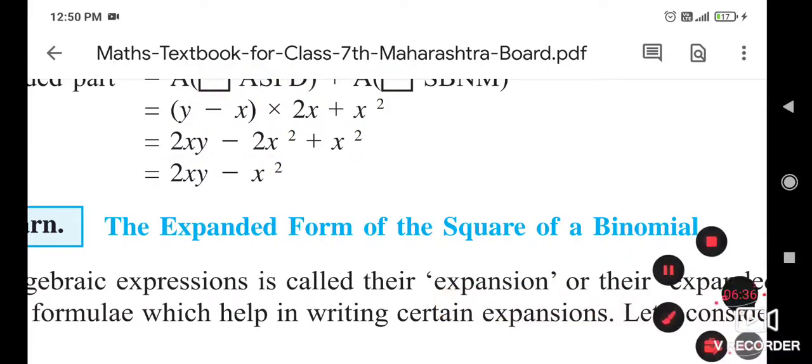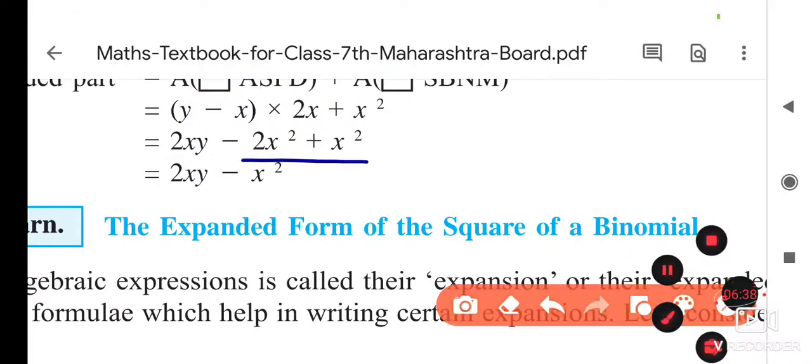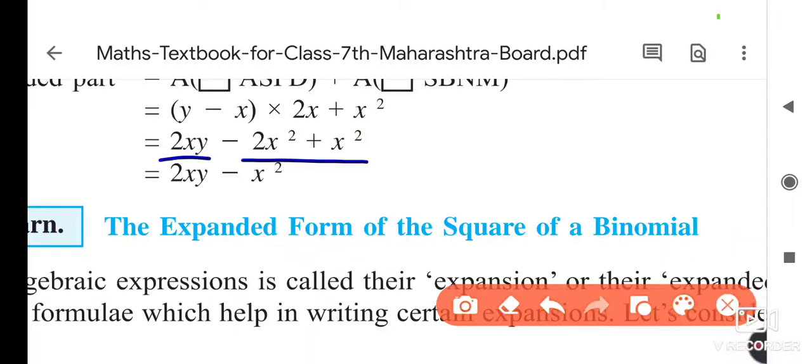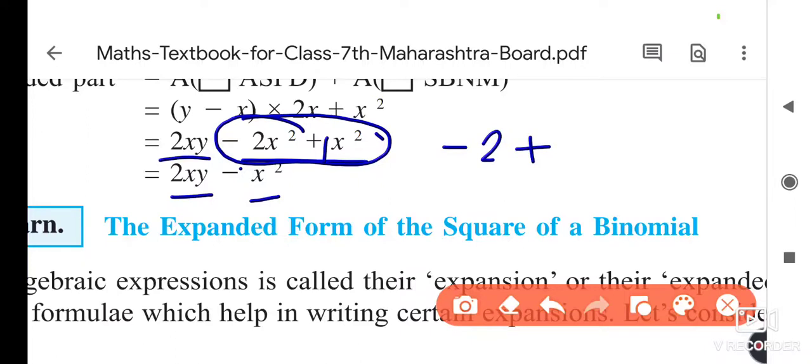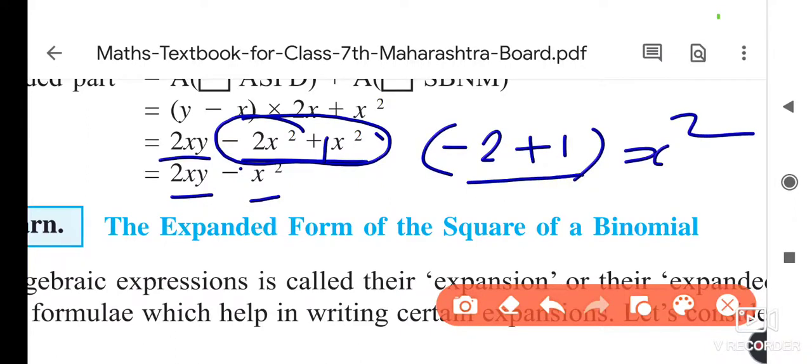Now the next part is we do the addition and subtraction, whatever is given. They are like terms, so addition and subtraction we have to do. So 2xy stays as it is, and minus 2x square plus x square is equal to minus 2 plus 1, where 1 is there because nothing is written. So minus 2 plus 1 is equal to minus 1. So x square, just take it common outside the bracket. How are we solving? Minus 2 plus 1 is minus 1 x square, which means only minus x square. So that is written here.